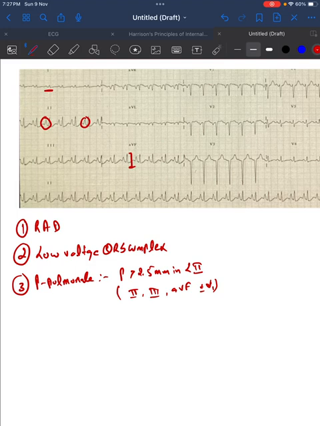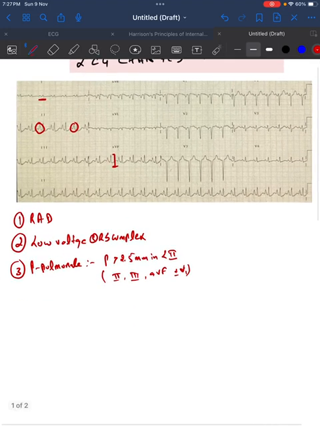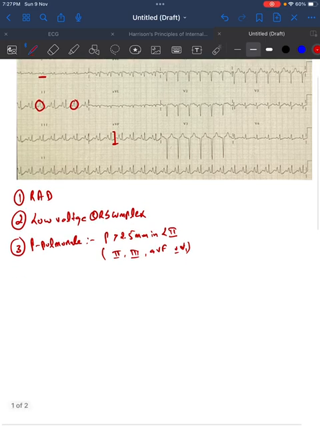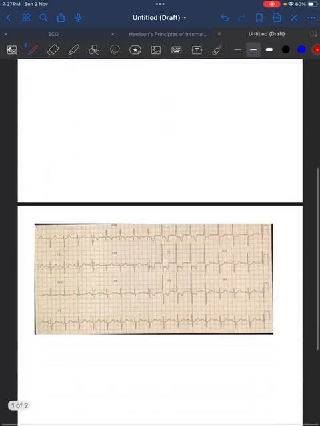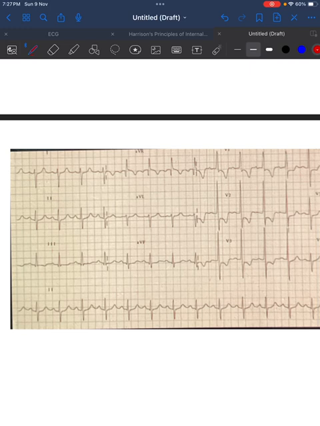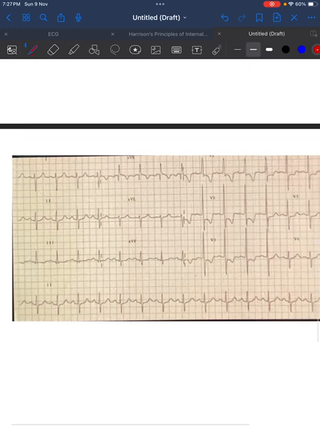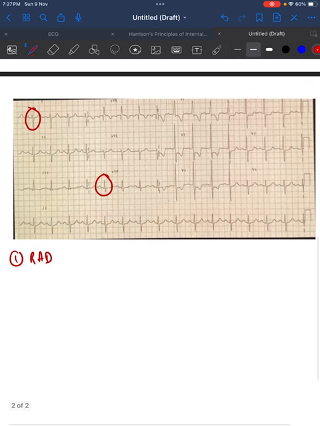The rest of the changes that are seen are when there is involvement of the right-sided heart. Here in this ECG of a COPD patient with right-sided heart involvement, we can see lead 1 is negative and AVF is positive. This clearly indicates the right axis deviation better than the previous ECG.